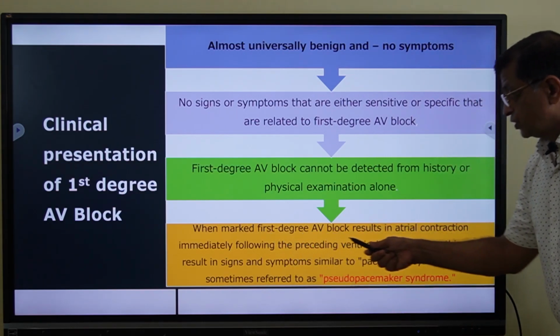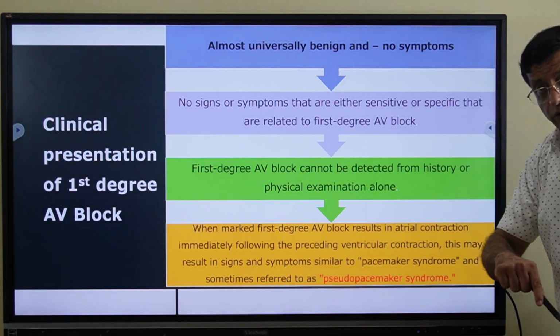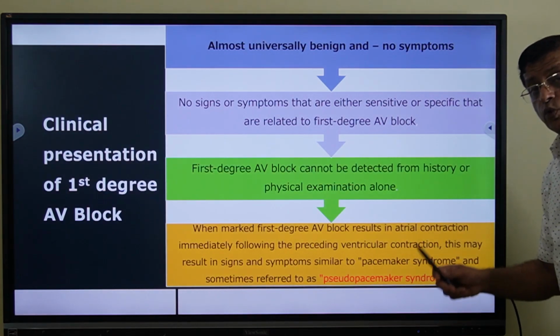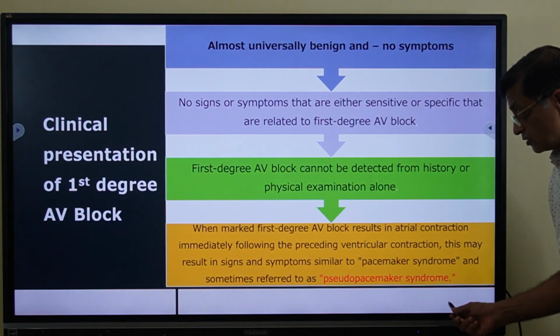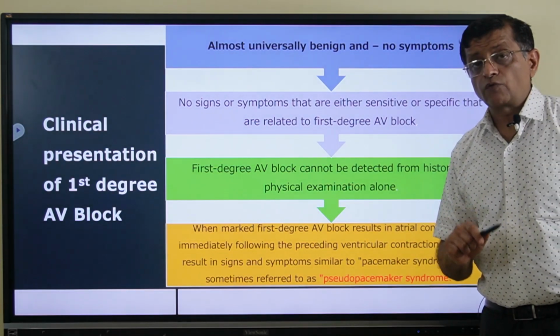When there is marked first degree AV block, it results in atrial contraction immediately following the preceding ventricular contraction. This can give rise to symptoms and signs similar to pacemaker syndrome, so this has been called pseudo pacemaker syndrome. This becomes a rare indication in first degree AV block for a pacemaker.